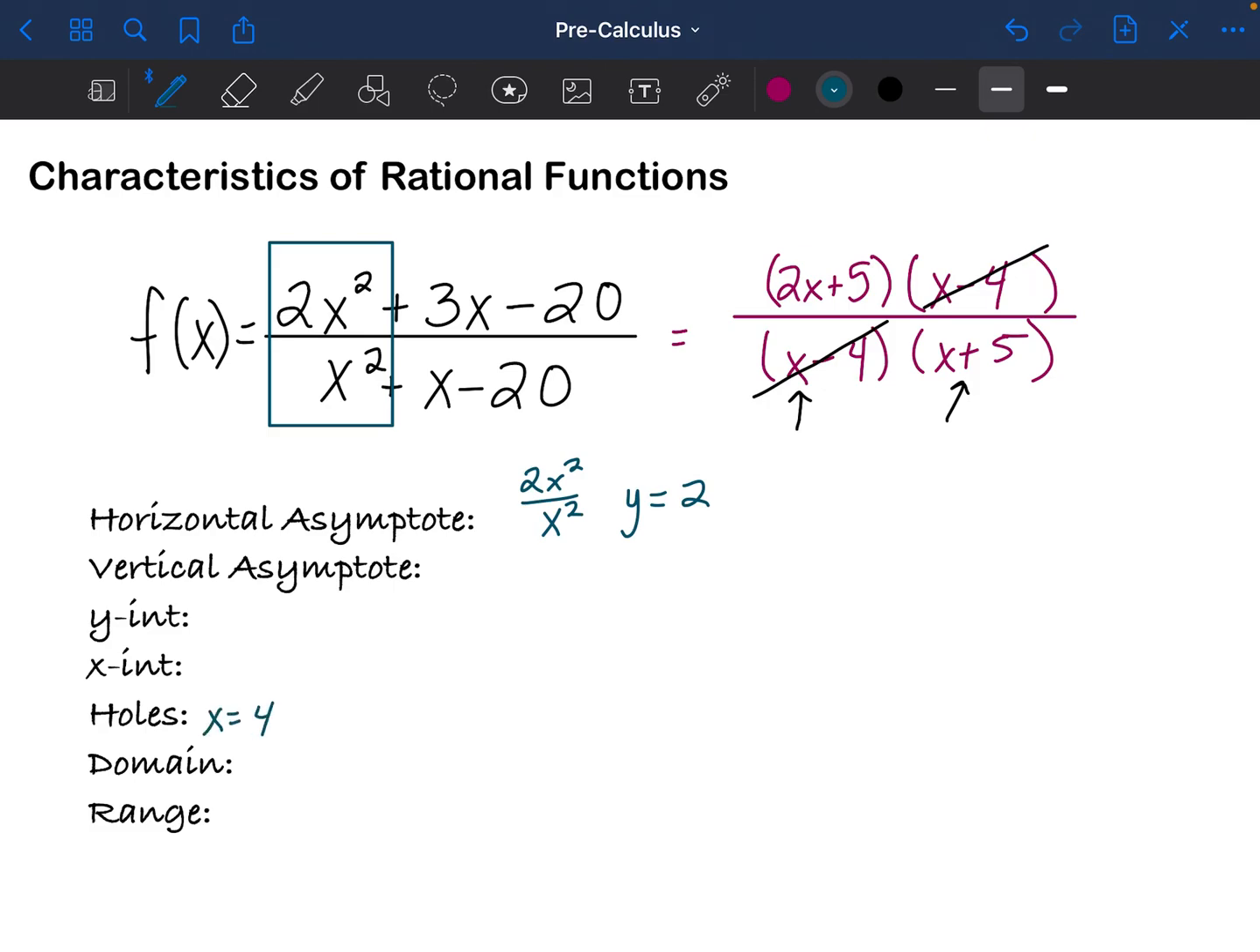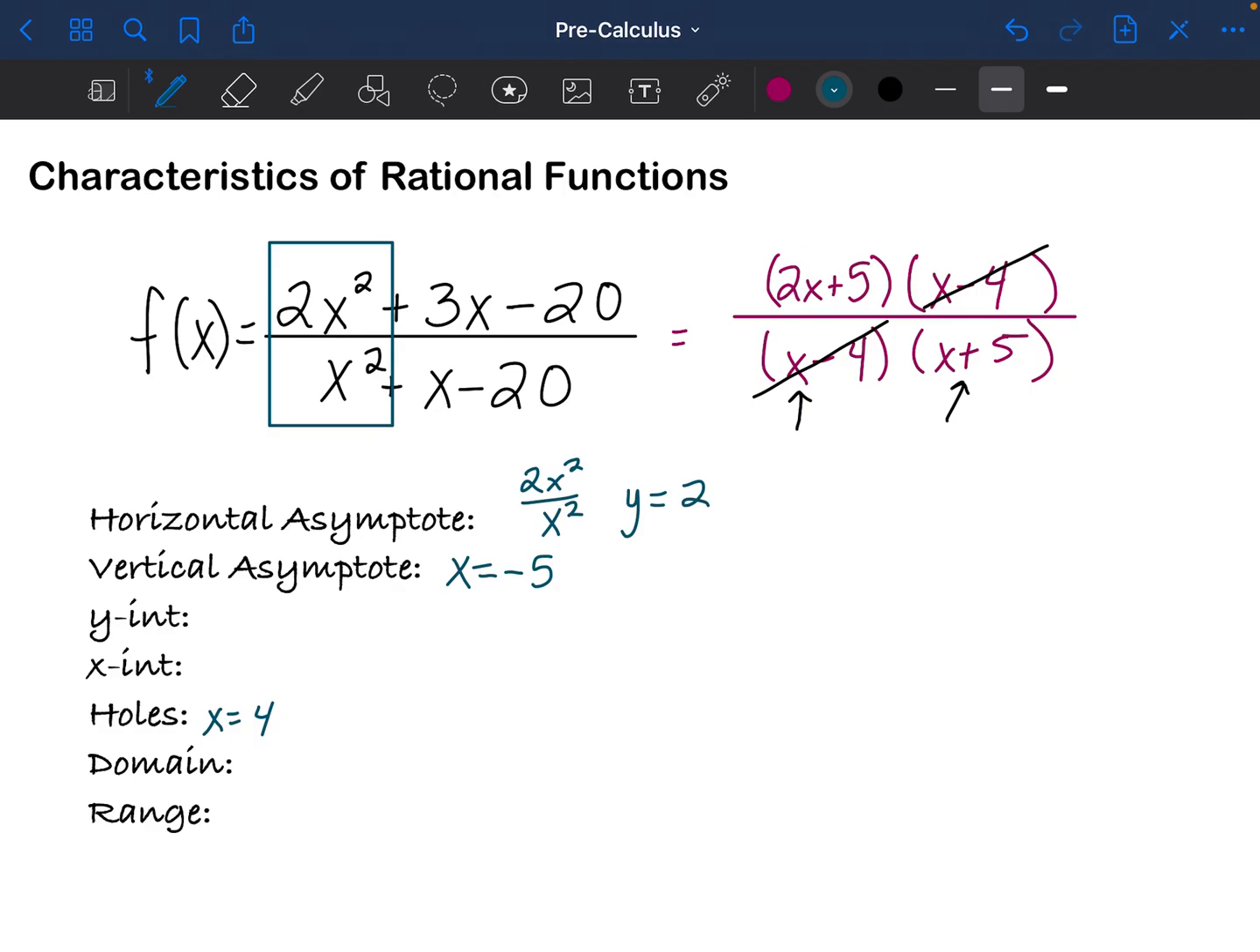All right, vertical asymptotes, that's the other option, right? If it's not a removable discontinuity, then it's definitely infinite. We're not going to have any jump discontinuities in a rational function. So our vertical asymptote is at x equals negative 5. Make sure you're writing that as a line.